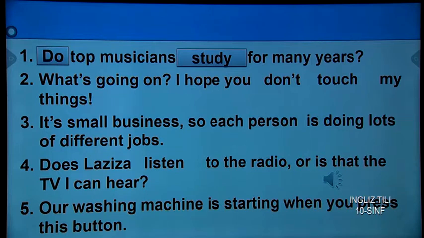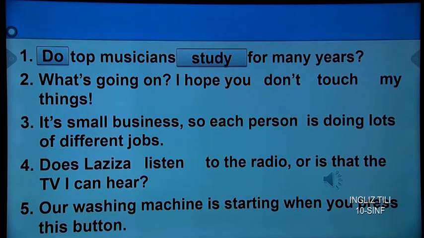It is the action which is regular. All top musicians study for many years. It is a permanent situation. We use present continuous with temporary situations, as you know. So you have to do the others.